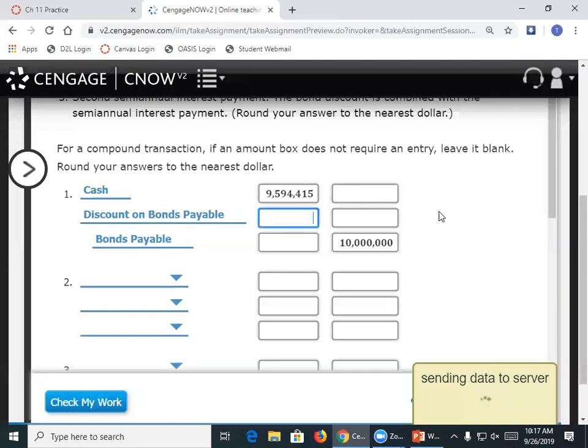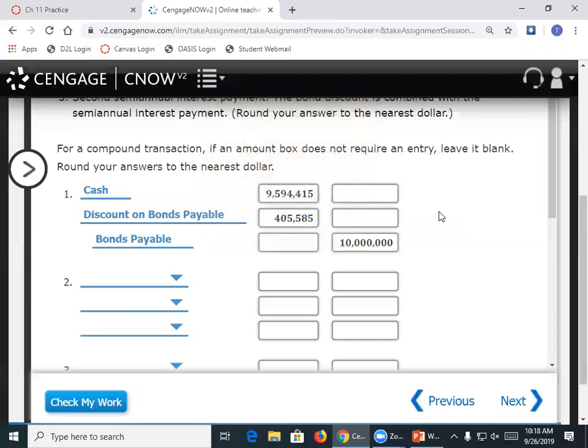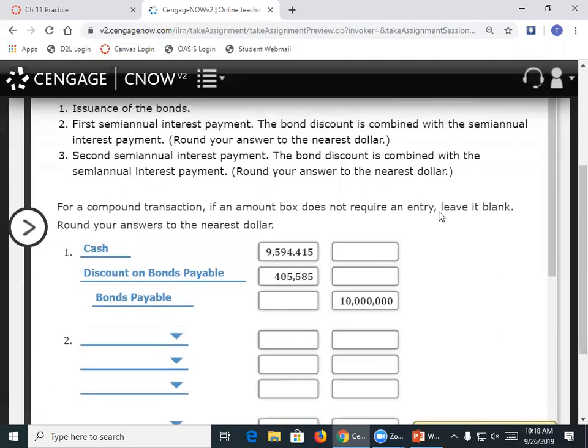So what was our discount? $405,585. Okay. So the discount on bonds payable is the total face value minus the cash received. And we debit that. Again, discount on bonds payable is a contra bonds payable account. And then on number 2, it wants us to journalize our first semi-annual interest payment.